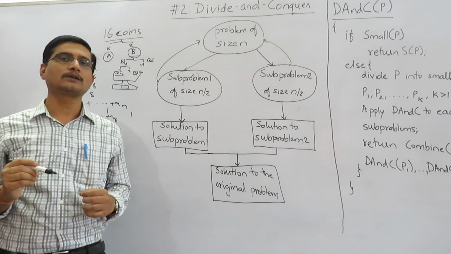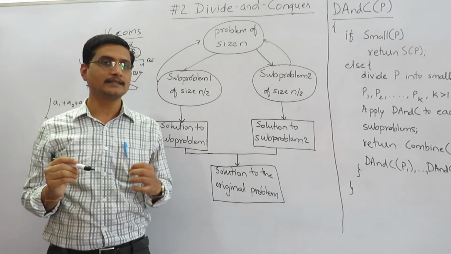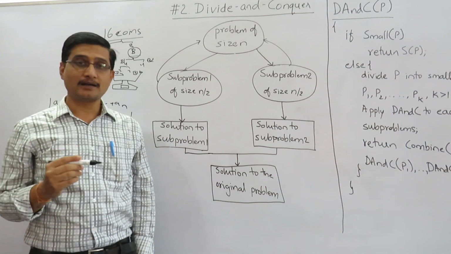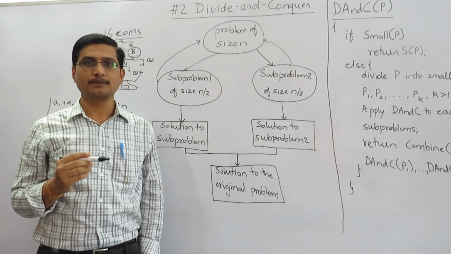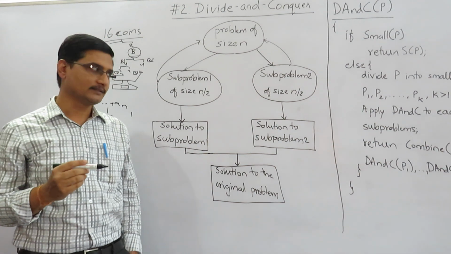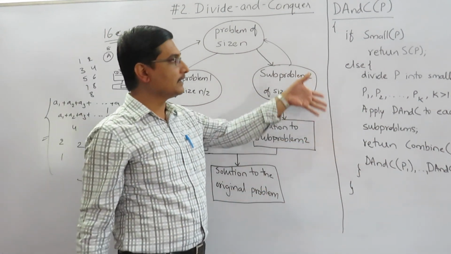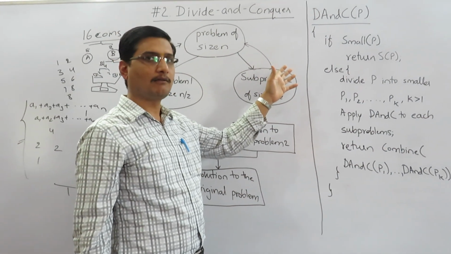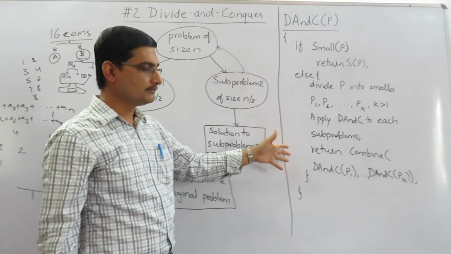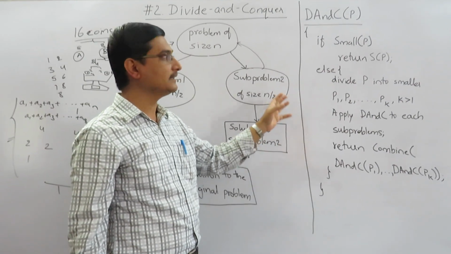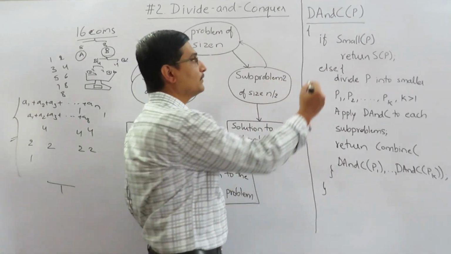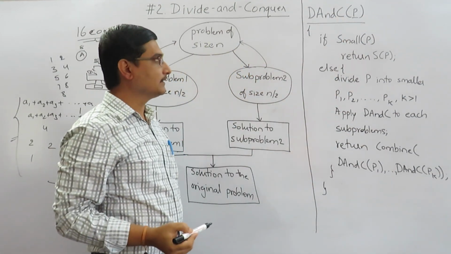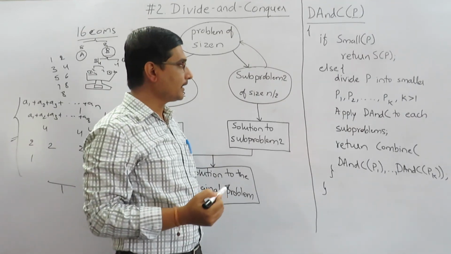There are very important algorithms we are discussing in this chapter, like binary search, merge sort, quick sort, Strassen's matrix multiplication. There are many problems we are going to discuss in this chapter. So this is the control abstraction, or the general method of the algorithm, of how generally divide and conquer works. Say we are passing the problem to this divide and conquer algorithm, DNC.